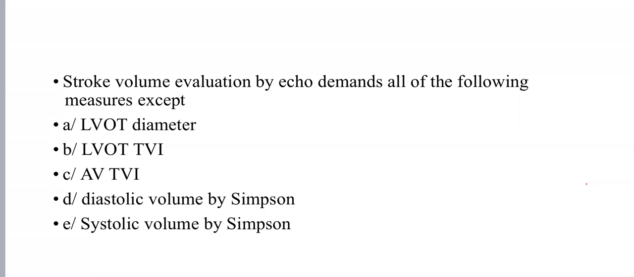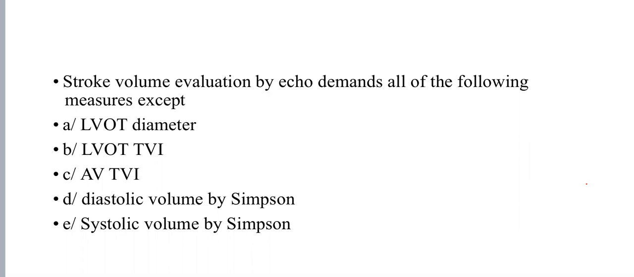This is one way. The other way is to use the volumetric assessment by Simpson. I get the diastolic volume and the systolic volume, and the diastolic volume minus the systolic volume is the stroke volume. So there are two ways of deriving stroke volume in echo, either by the LVOT diameter and TVI or by Simpson, diastolic and systolic volumes. But I don't need the aortic valve TVI.